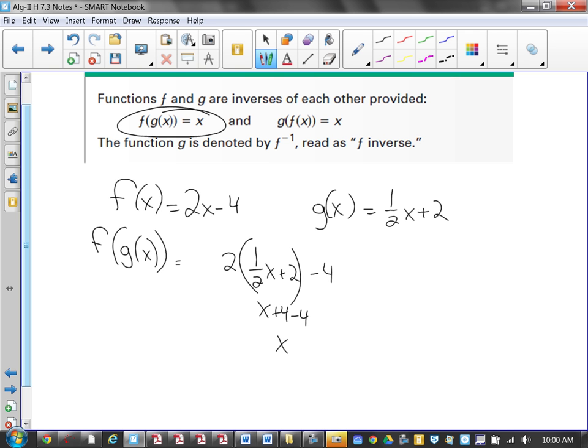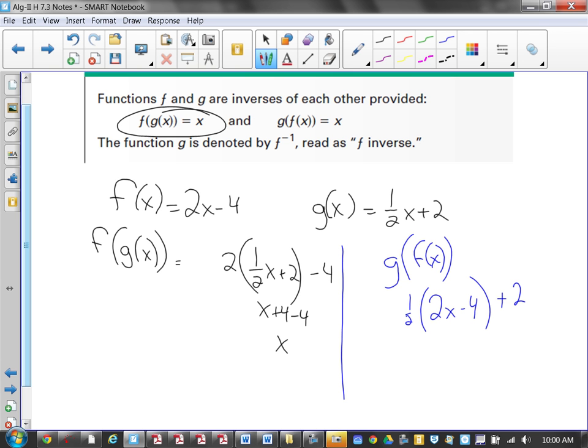What's your x value? Nothing. I just simplified out to get x. I don't know what x is and I don't really care what x is. I'm not trying to solve for it. I'm just substituting back and forth. When I go the other way, take the g of f of x. I start by writing down the f of x equation, which is 2x minus 4. And then I surround it with the g of x equation, which is half plus 2.